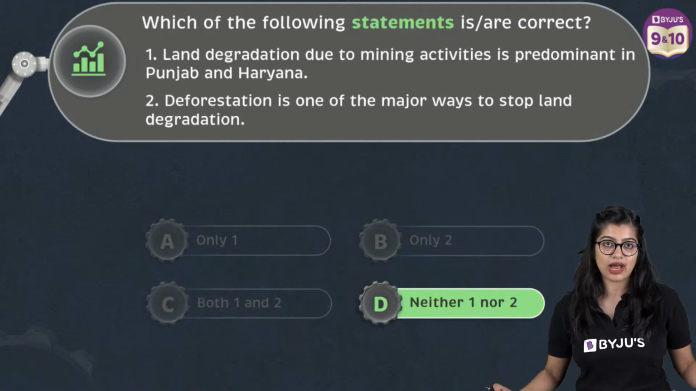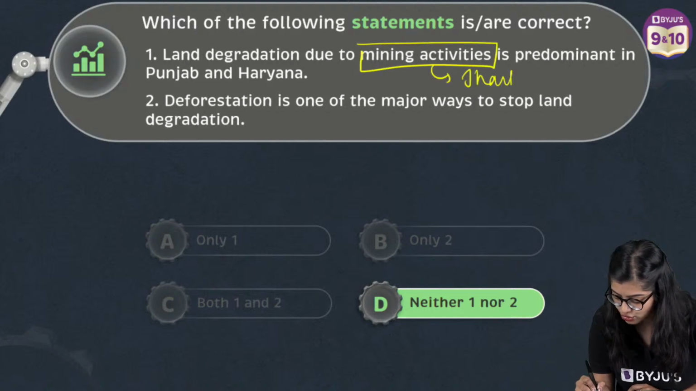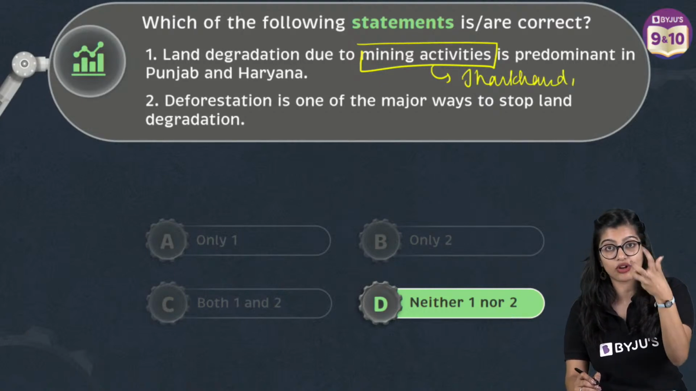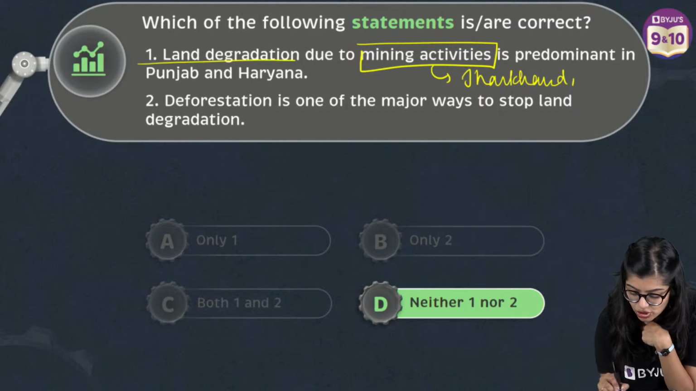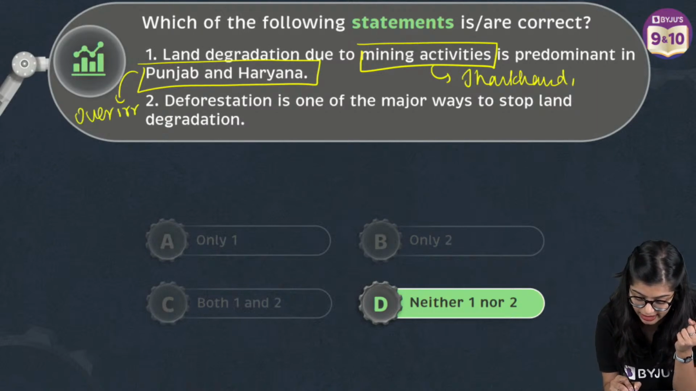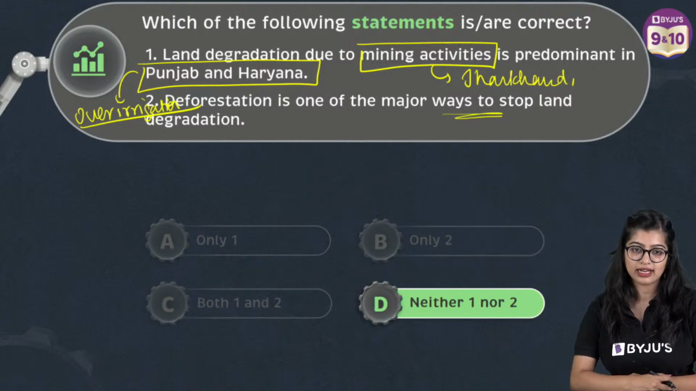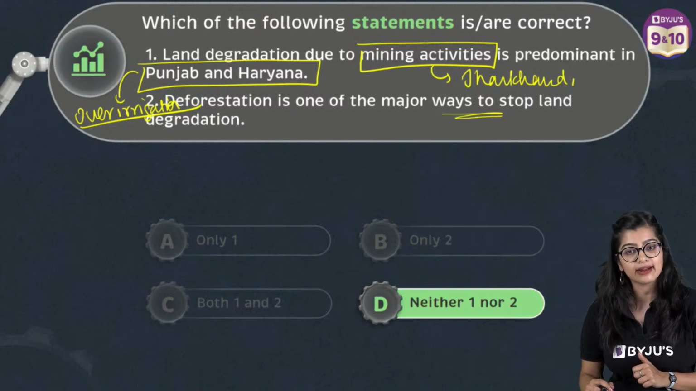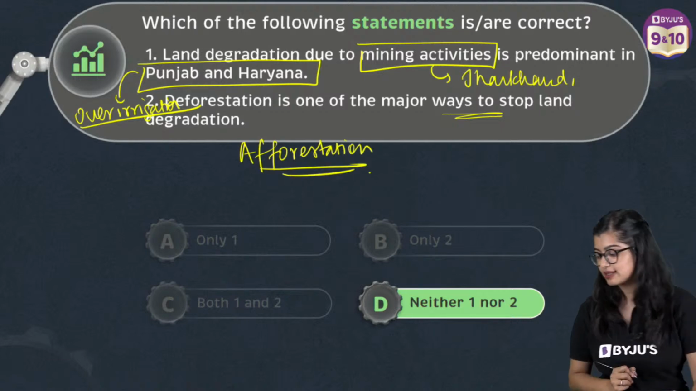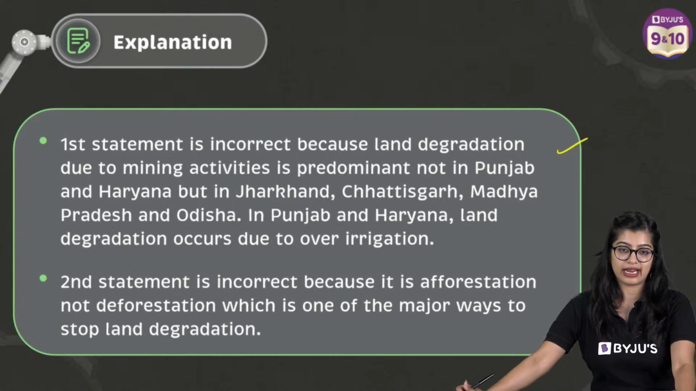Somebody has voted telling ma'am 1. How? Land degradation due to mining activities is mainly there in Jharkhand, Chhattisgarh, right? In those areas where there's a lot of mining, lot of extraction of minerals taking place. But Punjab and Haryana, you know that it's predominant for agriculture. So this is by over irrigation. Be very careful. And deforestation is one of the major ways to stop land degradation? Deforestation contributes to land degradation. It is afforestation, growing more trees, right? Which is why in this case, both the statements are incorrect, right?